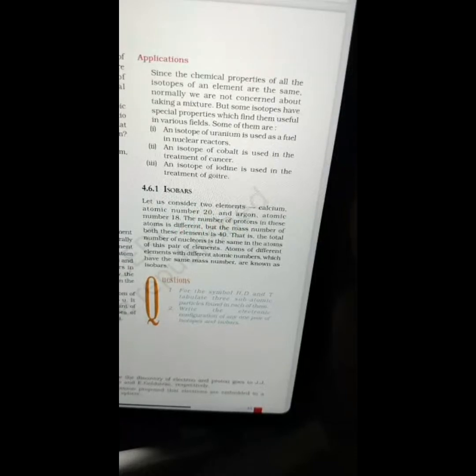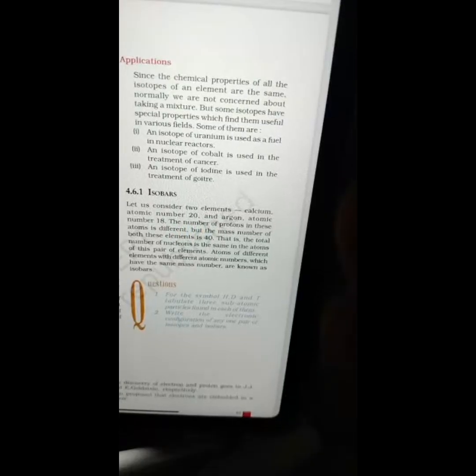Last topic, 4.6.1 Isobars. Let us consider two elements, calcium, atomic number 20, and argon, atomic number 18. The number of protons in these atoms is different, but the mass number of both these elements is 40. That is, the total number of nucleons is the same in the atoms of this pair of elements. Atoms of different elements with different atomic numbers which have the same mass number are known as isobars.